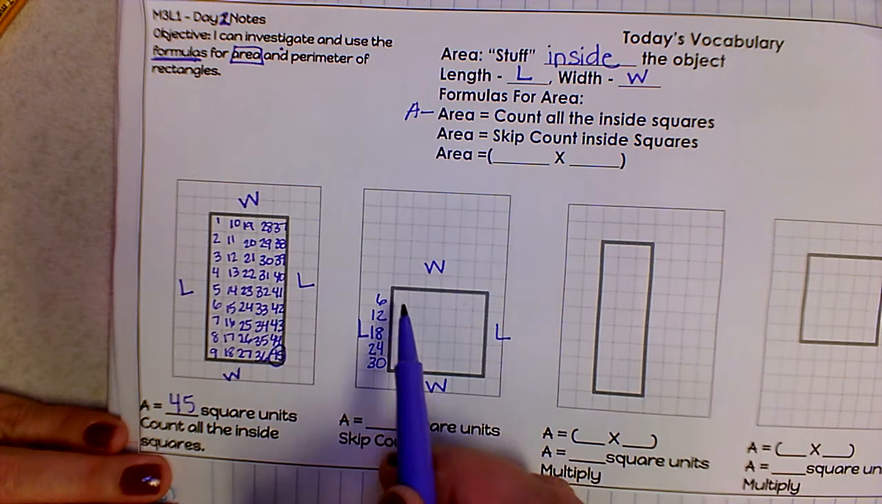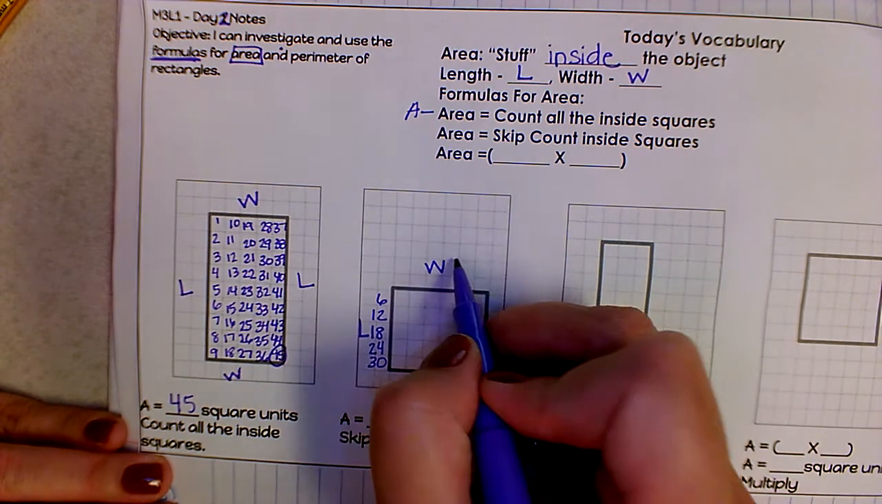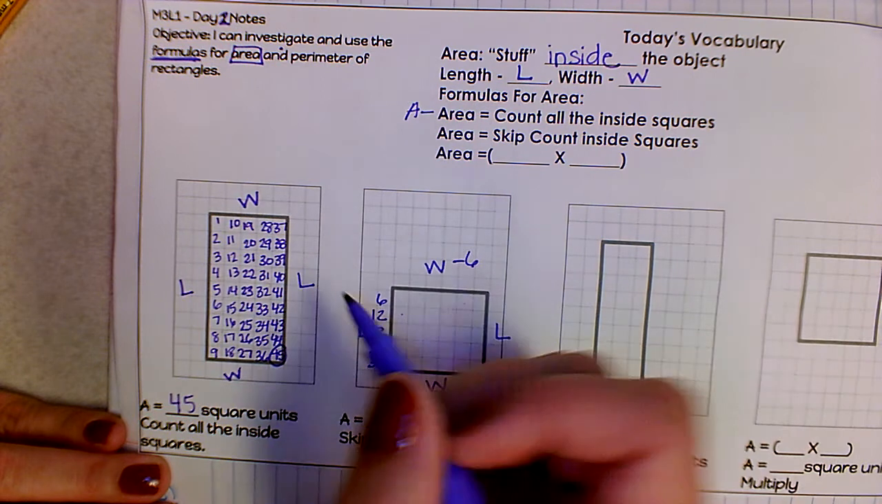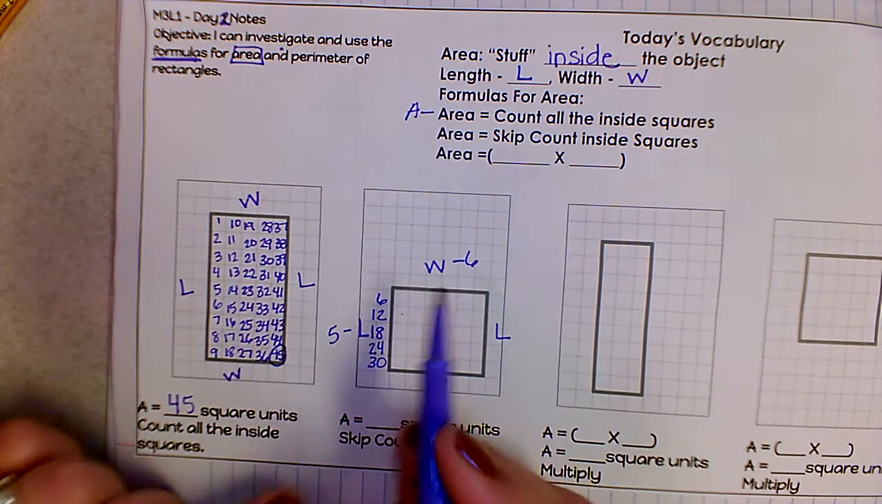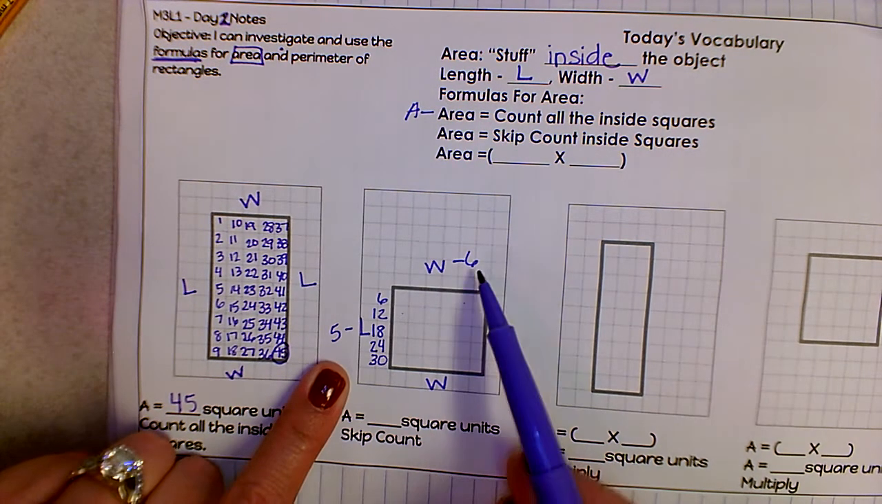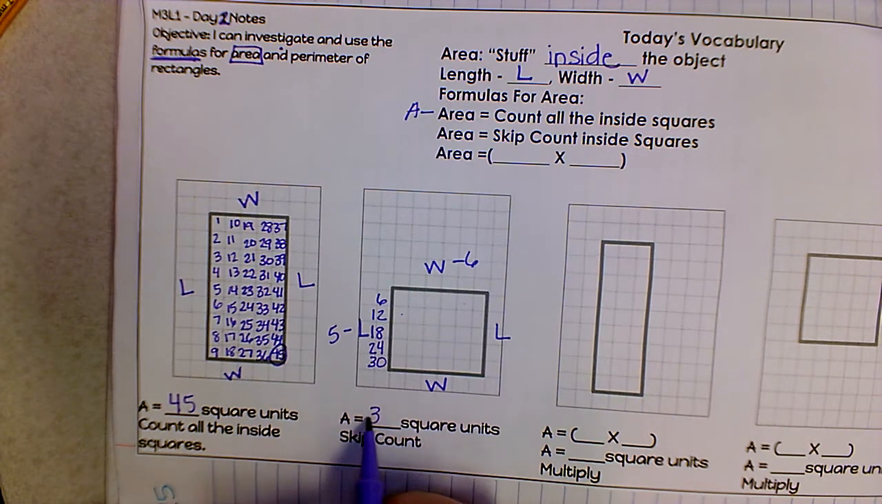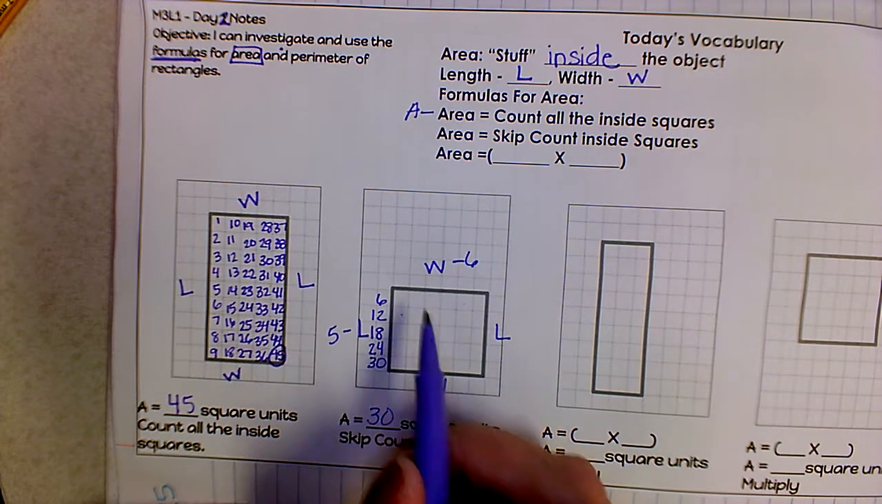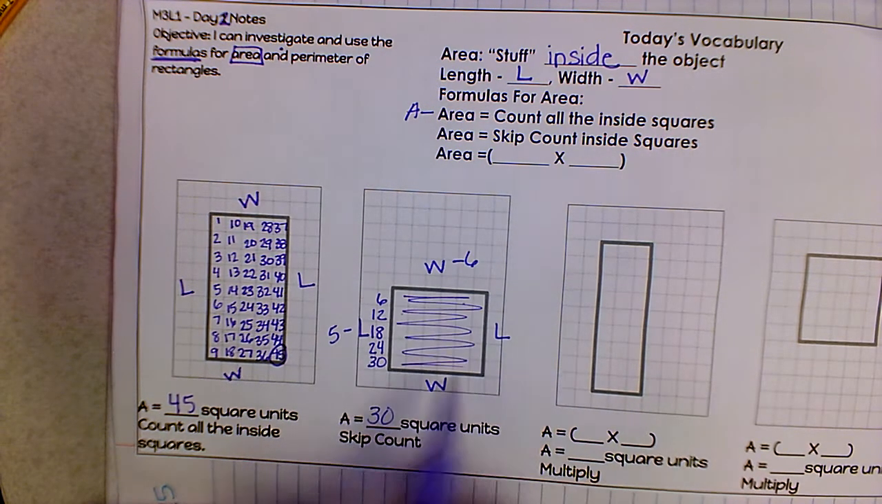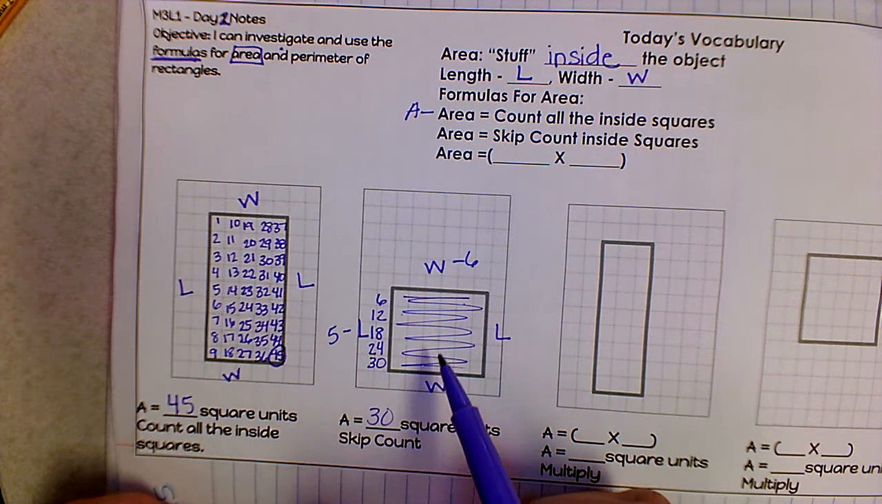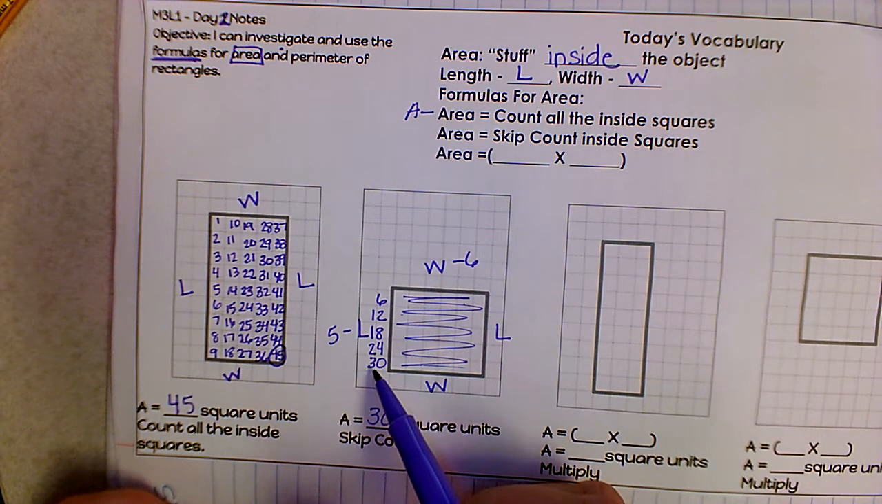That's interesting. So there were 6 across for the width, right? I wonder what the length was. 1, 2, 3, 4, 5. Ooh, I know that 5 times 6 is 30. So how many square units are there? There are 30 square units within this rectangle. Everything inside is the area. 5 times 6 is 30.